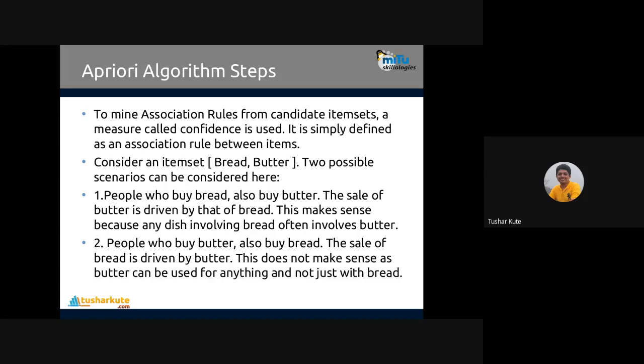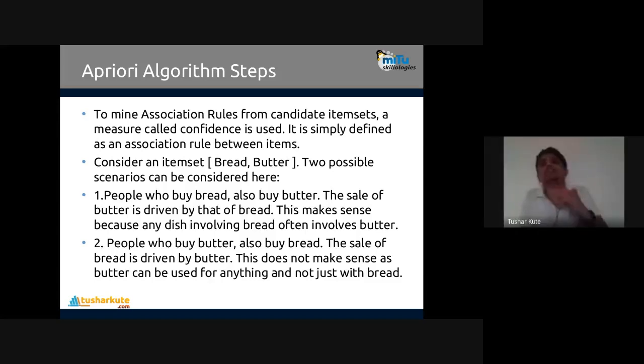Okay, means an item has occurred 5 times, and out of that, 4 times the second item also occurred, so 80% confidence. That we can also use there. This is how the Apriori algorithm generates the association rules. To mine the association rules from a candidate item set, a measure called confidence is used, which is defined as the strength of the association rule between them. How confident that rule is, that is defined.